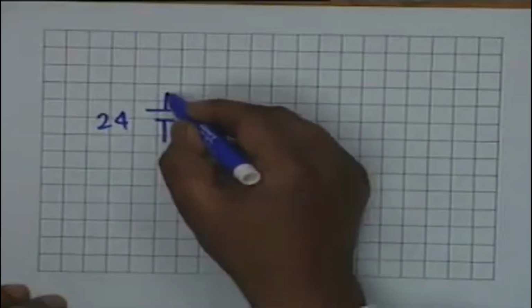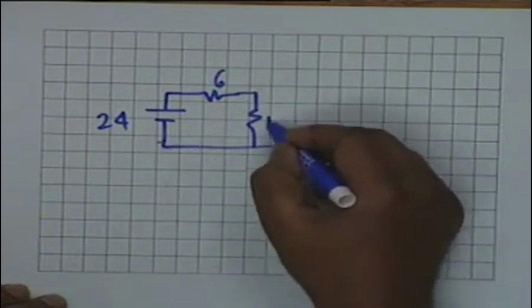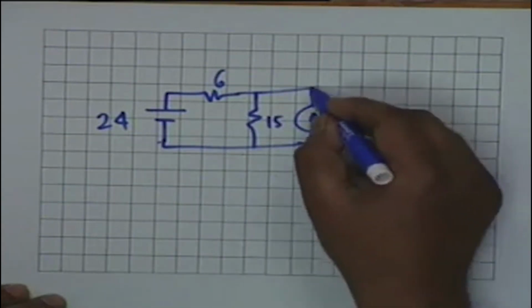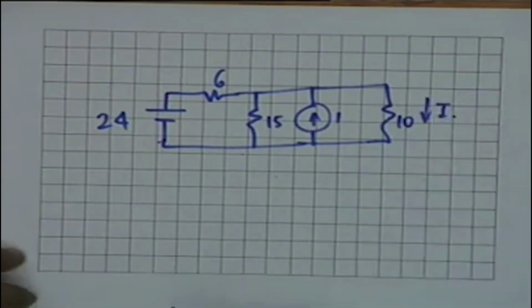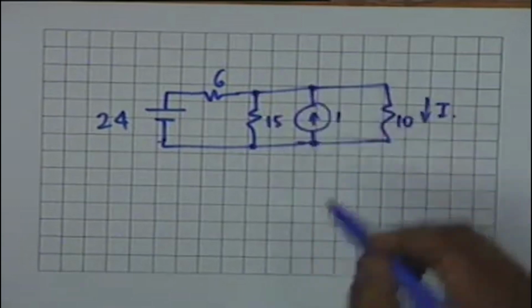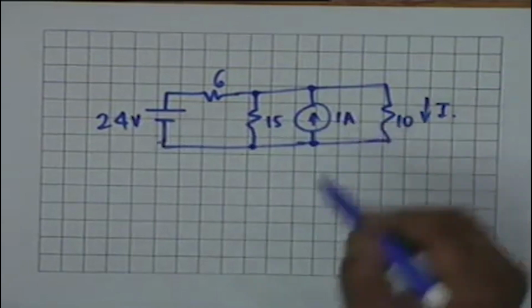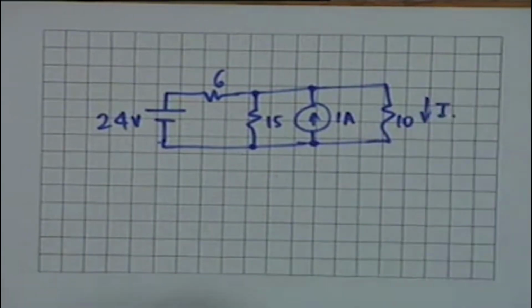24 volt, 6 ohm, 15 ohms, 1 ampere, and then 10 ohms. We want to find out the current I. Now superposition says, just by looking at the network, you see that there are two sources. One is a voltage source and the other is a current source. So we wish to find the current I. I therefore should consist of two parts.